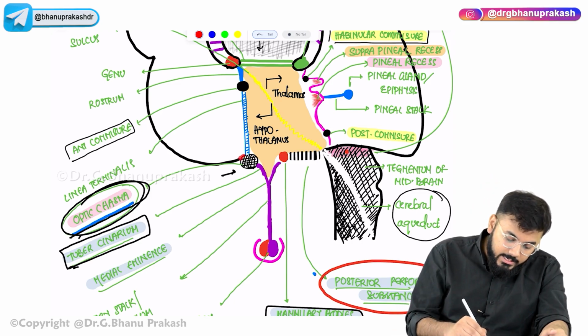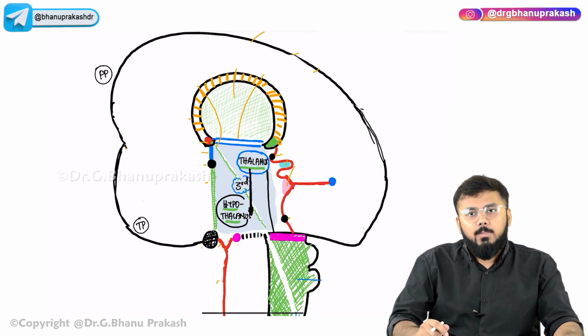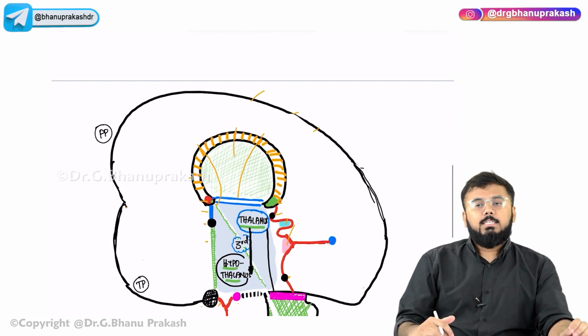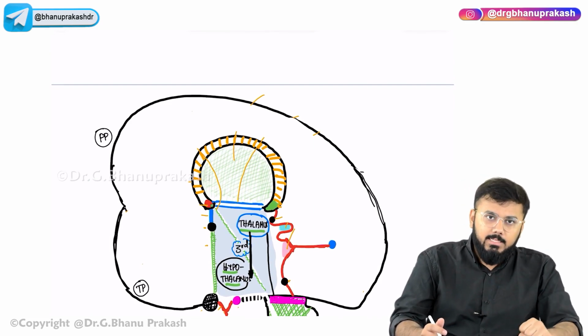So beneath this linea terminalis, you have this particular structure called the optic chiasma. What is this structure? This is your optic chiasma. Right, guys? So this is a picture which you can see from the medial surface, right?